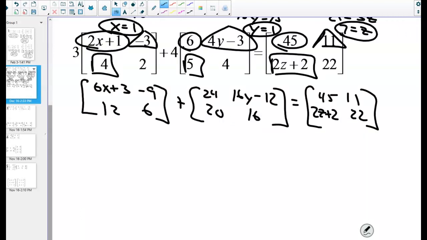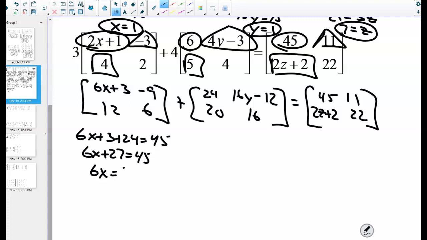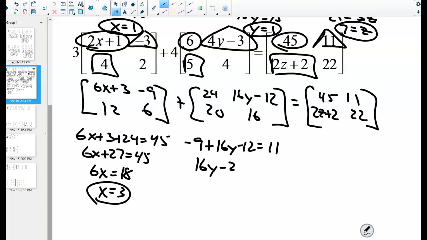So we're keeping the top lefts together. 6x plus 3 plus 24 equals 45. 6x plus 27 equals 45. 6x equals 18, and my x equals 3. Negative 9 plus 16y minus 12 equals 11. 16y minus 21 equals 11. 16y equals 32, and my y equals 2.